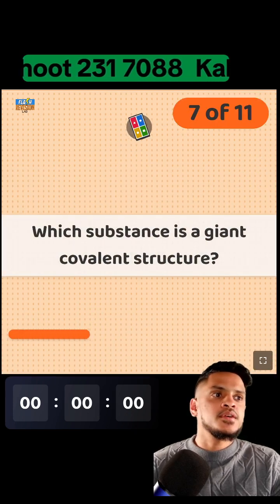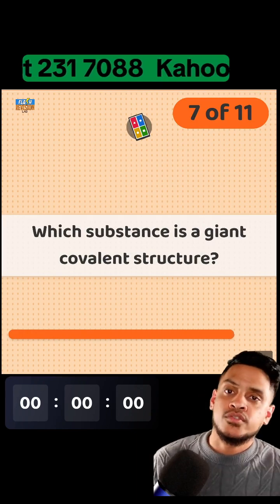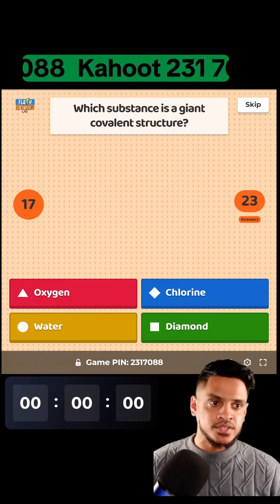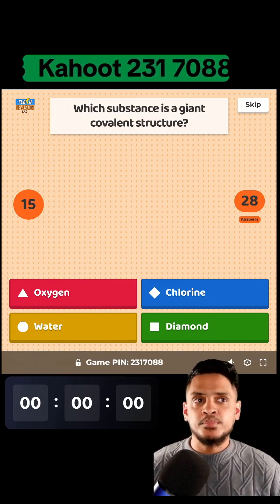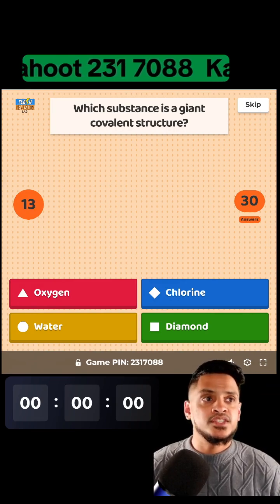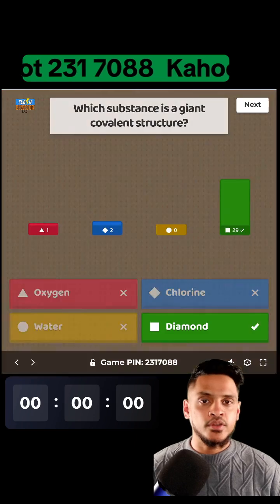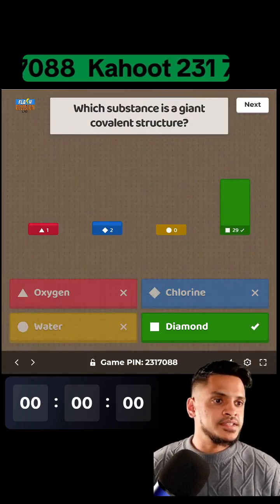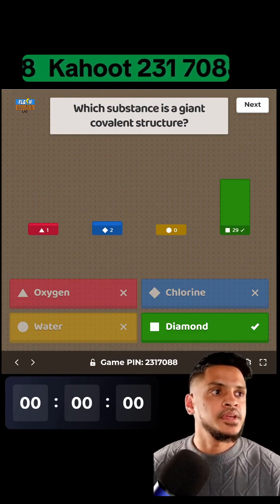Quiz. Which substance is a giant covalent structure out of these ones? Oxygen, chlorine, water, or diamond? 3 of these are simple molecular. 1 of these is giant covalent. And we'll go through this properly on Sunday. It is diamond. Yes, it is diamond.